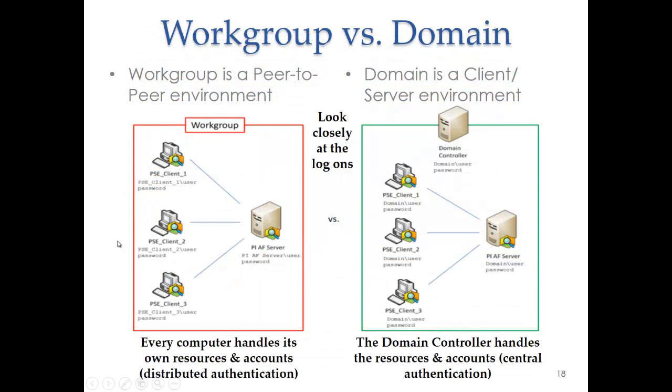Let's see what the difference between a work group and a domain is. In a work group, it's a peer-to-peer environment. So everybody is keeping their own passwords, their own user logins and things like that. If you look real close at the logons, you can see that they are unique to each individual computer. So every computer handles its own resources and accounts. That's called distributed authentication.